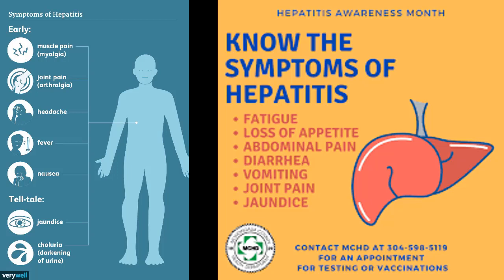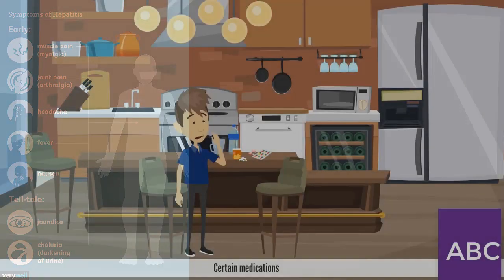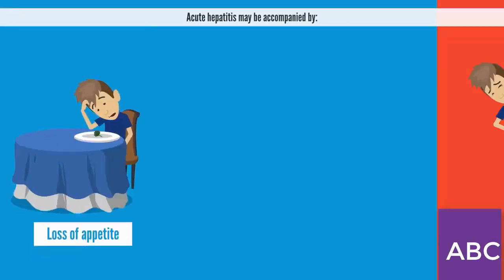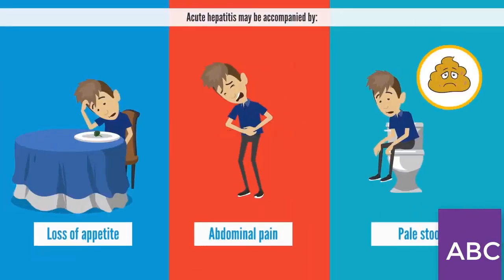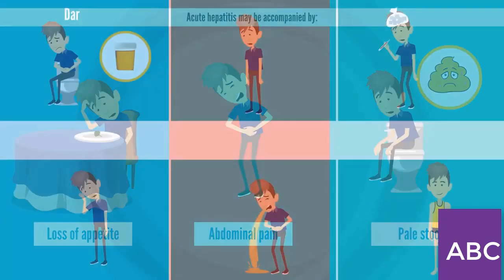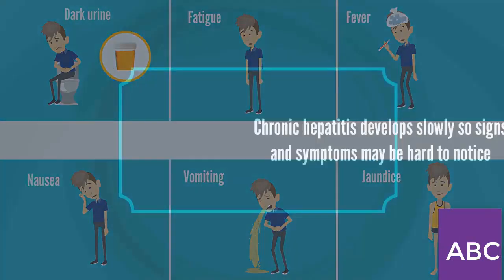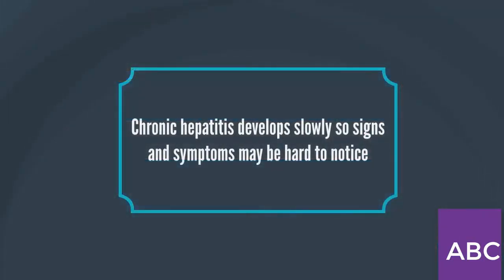Like in the case of acute hepatitis. Acute hepatitis may be accompanied by the following: loss of appetite, abdominal pain, and pale stool. That is, the stool will be colored pale or clay-like. Also, we have dark urine, fatigue, jaundice, vomiting, nausea, fever as part of the symptoms. While chronic hepatitis develops slowly, so signs and symptoms may be hard to notice or detect.